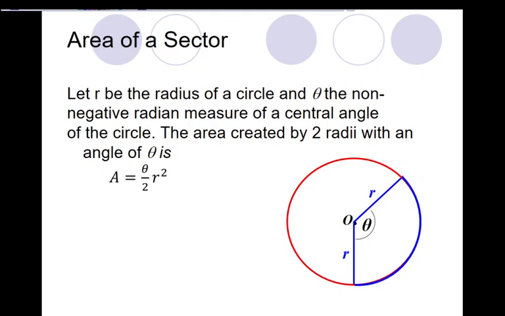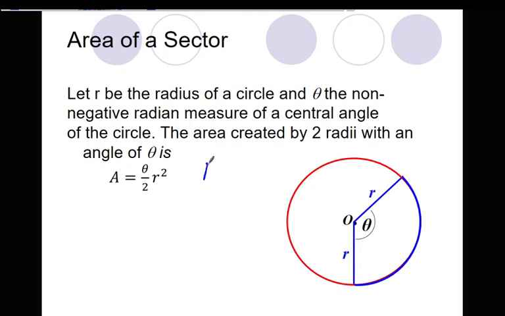So again, r is the radius of a circle, theta is the non-negative radian measure of a central angle of the circle. The area created by two radii with an angle of theta is this. And again, relating it back to the area of the circle that we know, the area of a circle is pi r squared. That is the area of the whole circle. Because again, if we're talking about the radian measure for the whole circle, it is 2 pi. And 2 pi divided by 2 is just pi. So using my equation here, if the area is the whole thing, we'd end up with that.